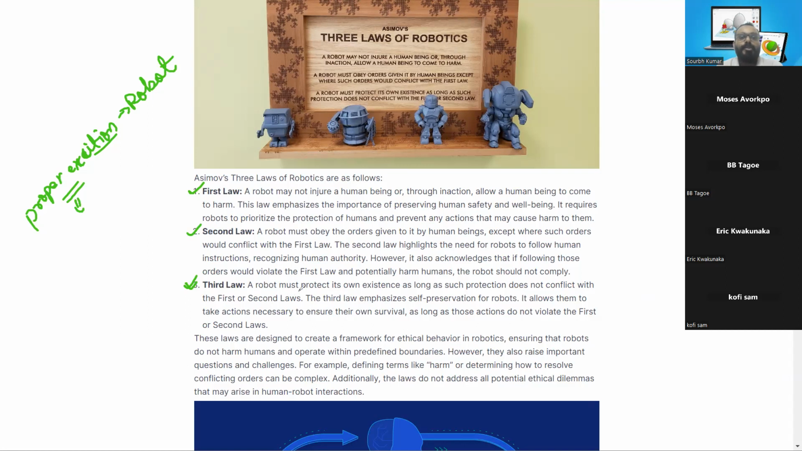So a robot must protect its own existence as long as such protection does not conflict with the first or second laws. The third law emphasizes self-preservation for robots. It allows them to take necessary actions to ensure their own survival as long as those actions do not violate the first or second. That is the important aspect of developing a robotics counterpart.